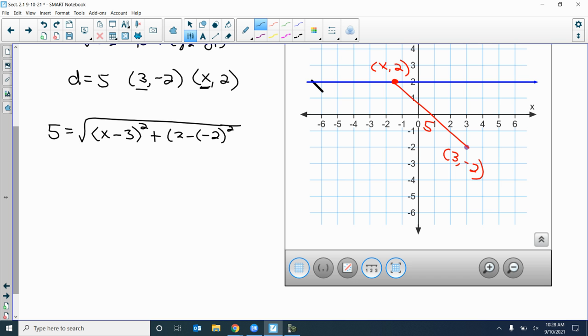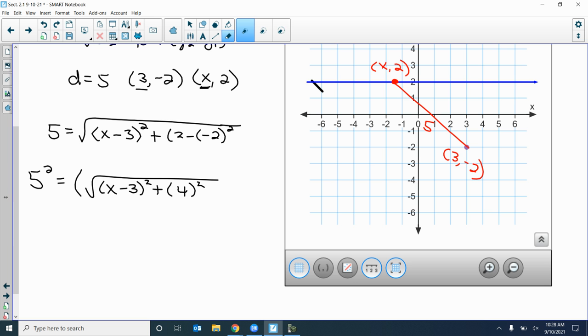Now, how can I get rid of that radical? I don't want that radical in there. Square both sides. Okay, square both sides, you'll get rid of the radical. So it's going to be 5 squared equals the square root of this whole thing. And 2 minus negative 2, that's just going to be 2 plus 2, which is 4. And then quantity squared.